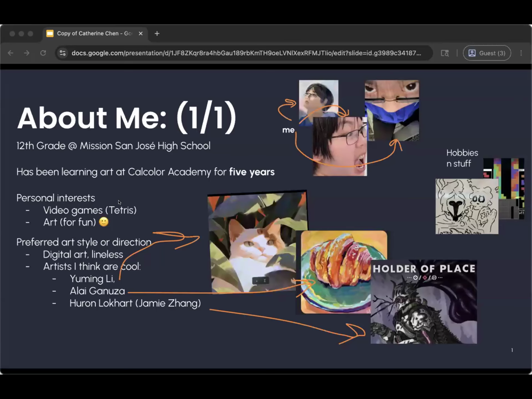All right. Hello everyone. My name's Catherine. I am a 12th grader at Mission San Jose High School, and I've been learning art at CalColor for 5 years. I've done digital painting, and I've been in the digital PD class as well as the normal portfolio development class. Some personal interests of mine: I really like Tetris and drawing for fun. My art is mostly digital art, and here are some artists that I really look up to and kind of want to imitate.